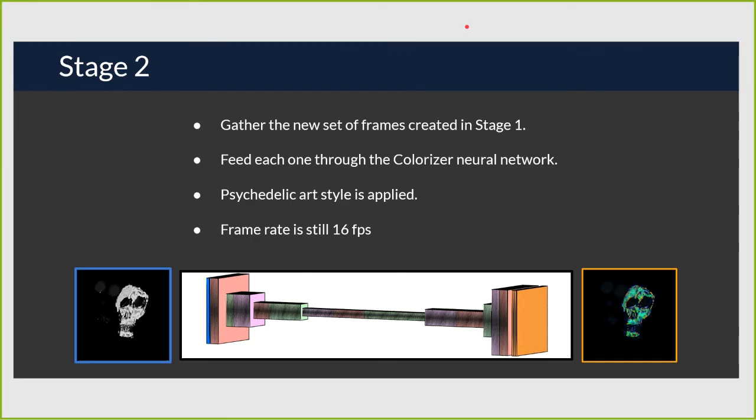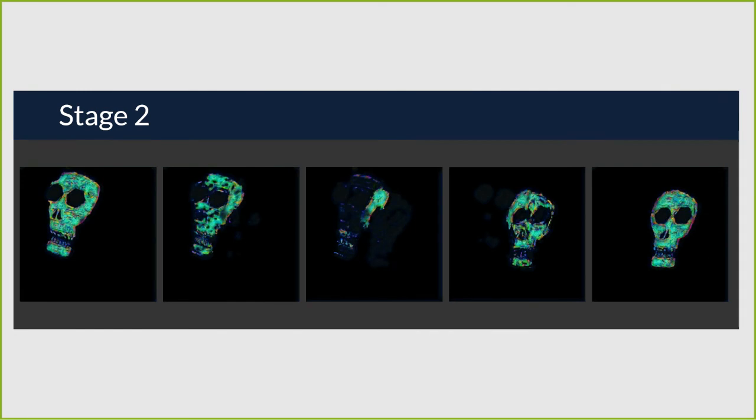So the next stage is we gathered the set of frames created in stage 1, and we fed each one through the Colorizer neural network. This, in turn, applied the psychedelic art style that we were looking for. Now, because no new frames are being created, we're just modifying the frames that already existed, the frame rate is still around 16 frames per second. And you can see this is what the animation looks like now, after we've run it through the Colorizer. The Colorizer definitely implemented a really nice sort of psychedelic pattern. Like, you get all these nice hues, bright neon colors, really weird patterns that weren't there before.